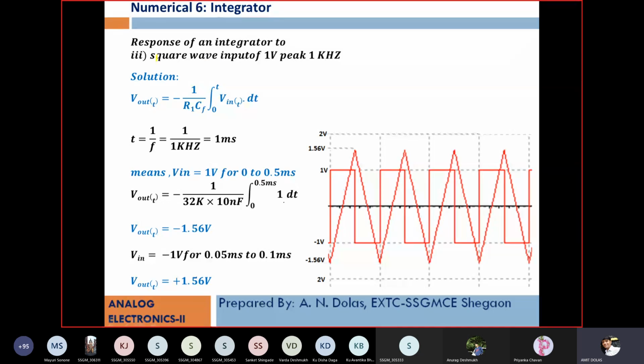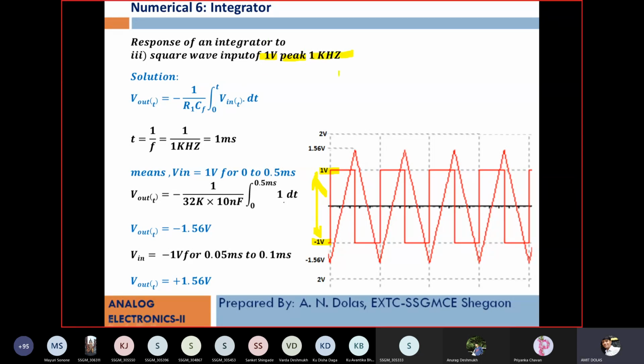So here, response to the square wave input: the amplitude is 1 volt. 1 volt peak means it will be 2 volt peak to peak. You can see here 1 volt here and -1 volt here in the diagram. So total will be 2 volt peak to peak. So this is applied. What is the frequency?